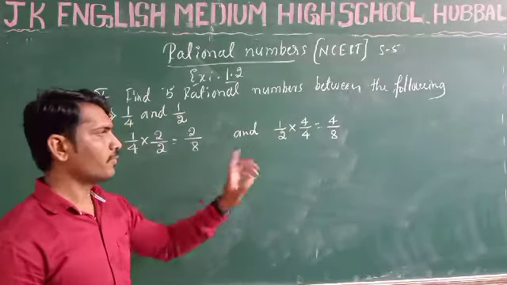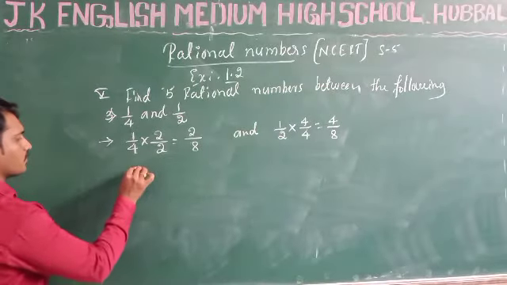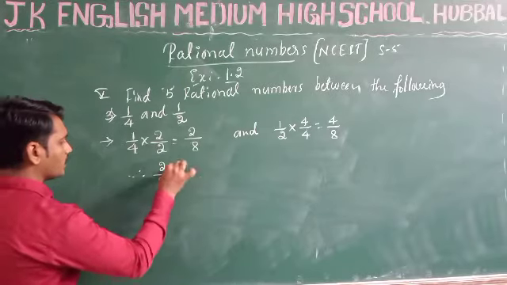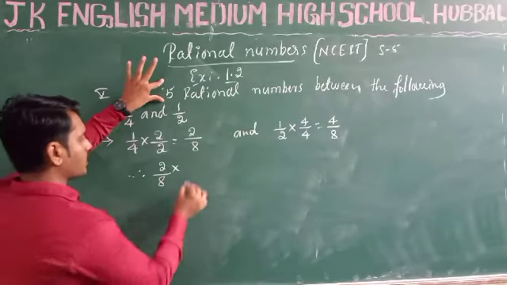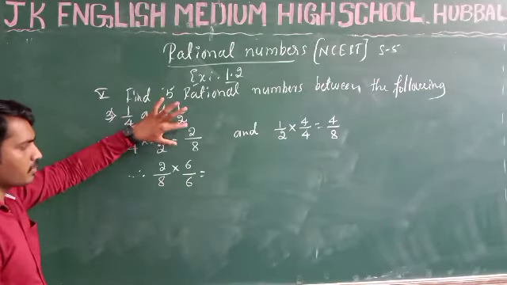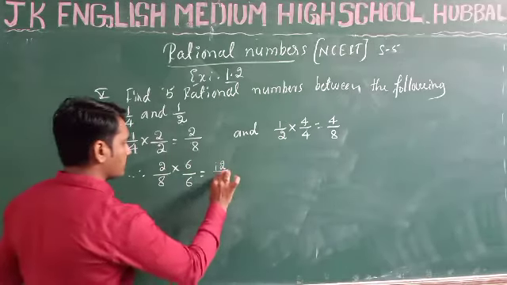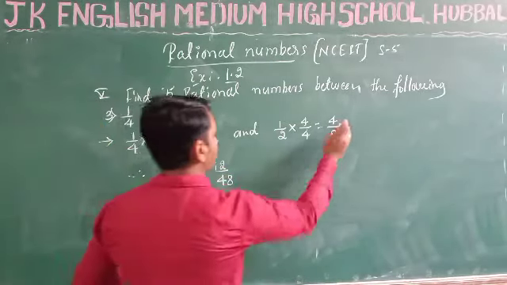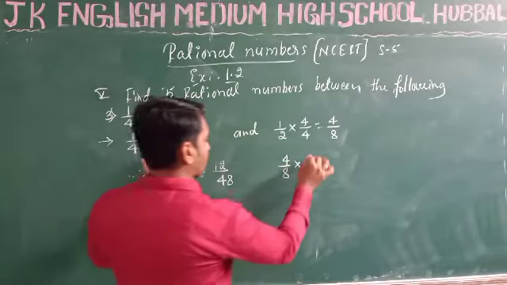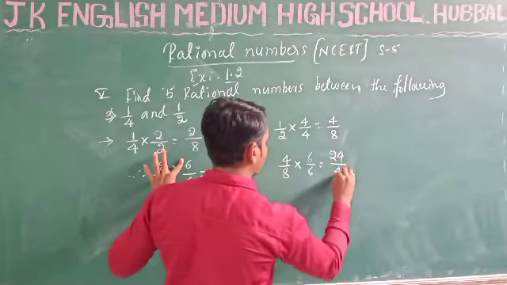So 2, 3, 4. Only one rational number will be available here. That's why, again, a second step. So we need 5 rational numbers. That's why multiply by 6 divided by 6 to both numbers. 6 2s are 12, 6 8s are 48. The same denominator carries forward. 4 by 8 into 6 by 6: 6 4s are 24 divided by 48.